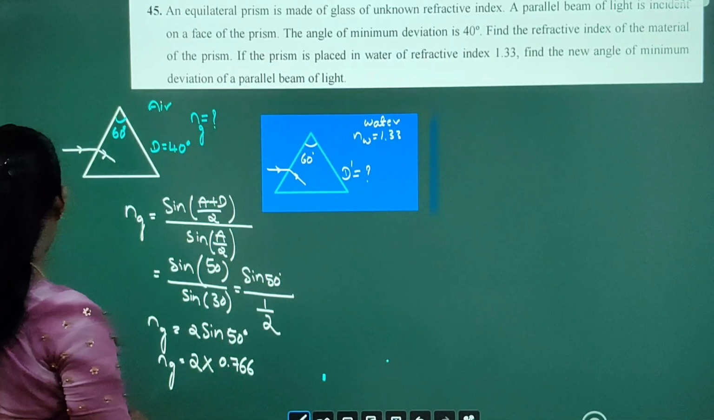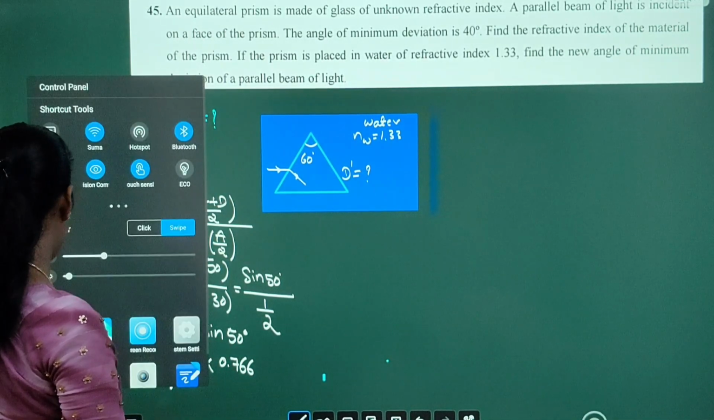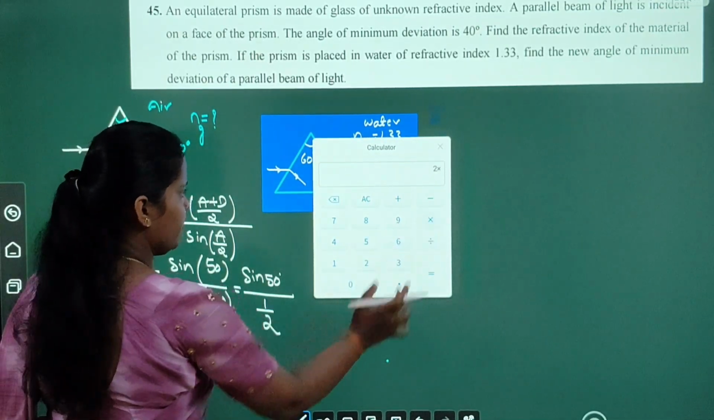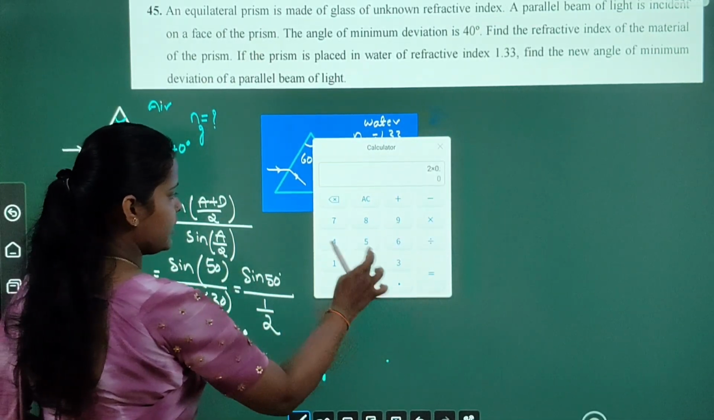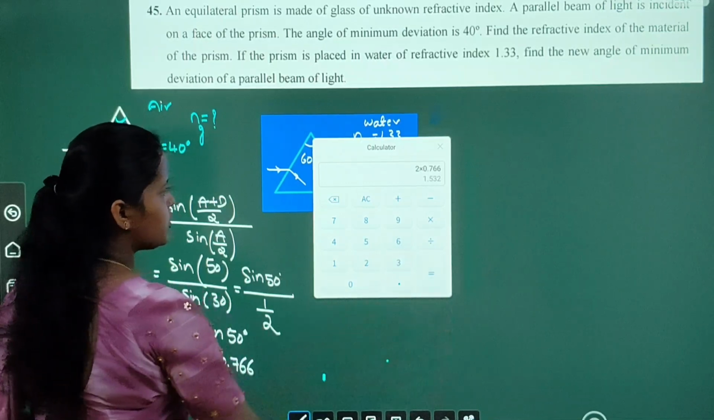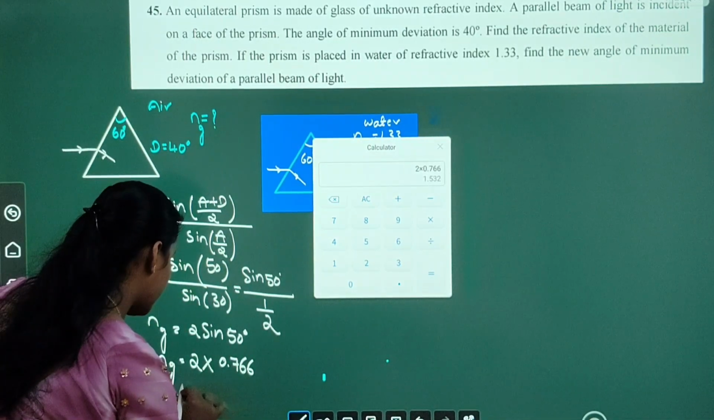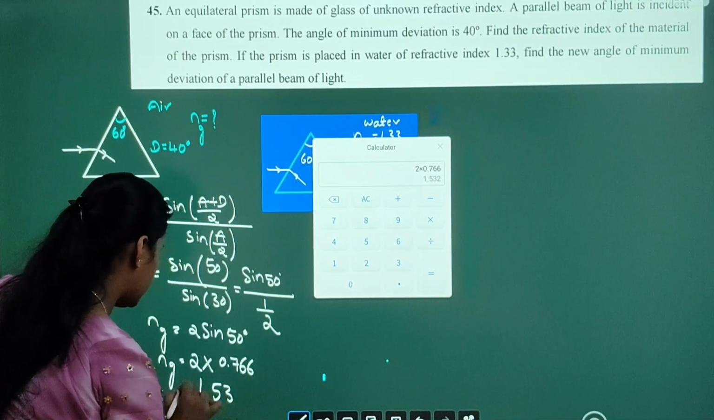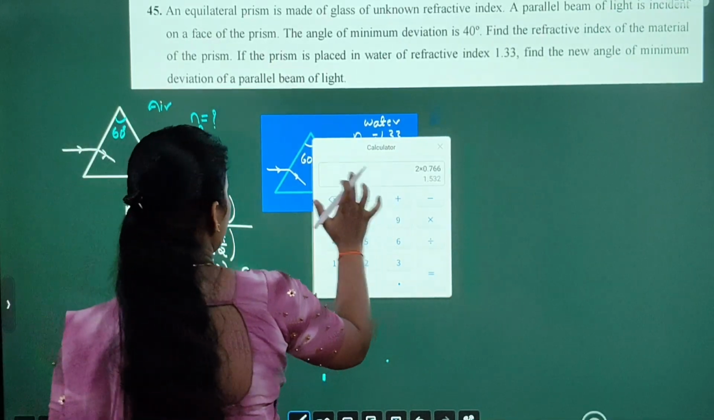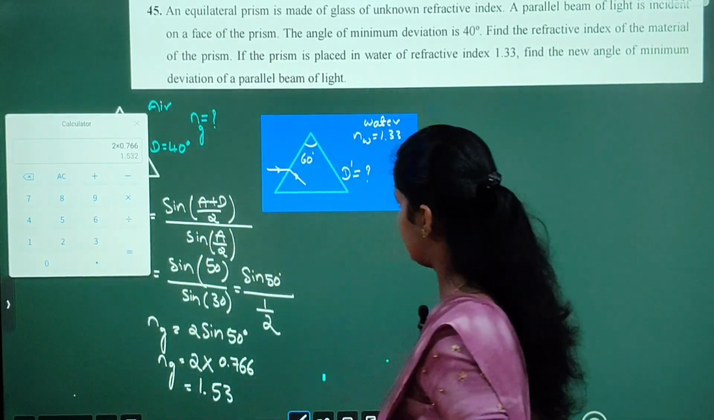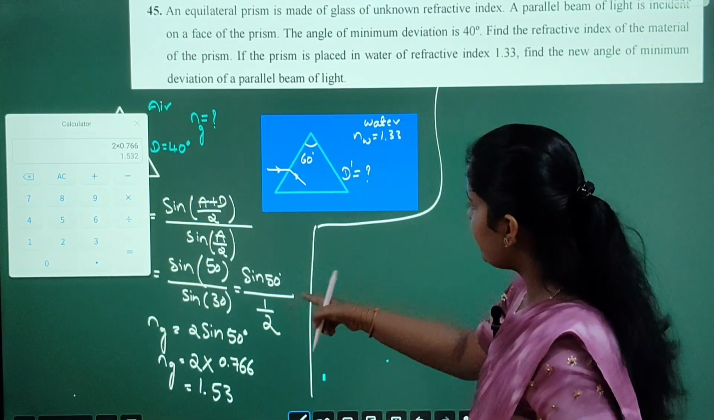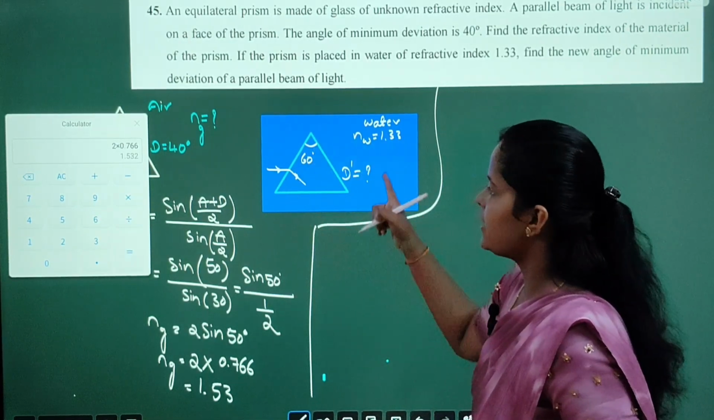Take the calculator and calculate this value. 2 into 0.766. So, what is the value? Ng is equal to 1.53. So, this is the refractive index of glass. Here, in the same way, we have to find out the refractive index for the second condition.